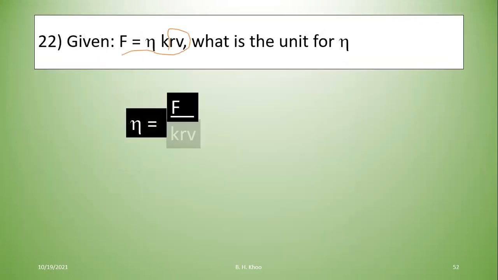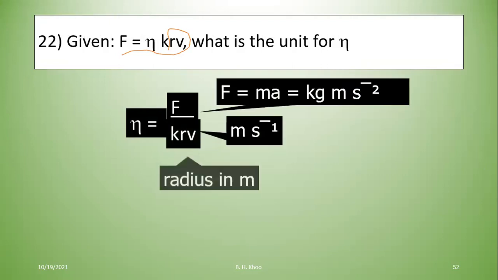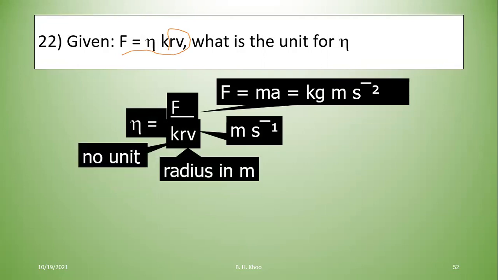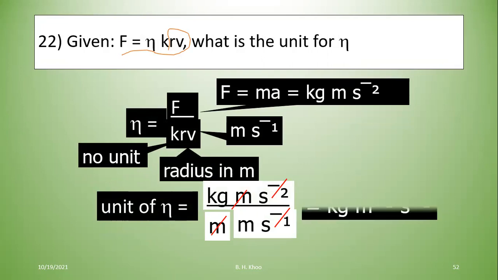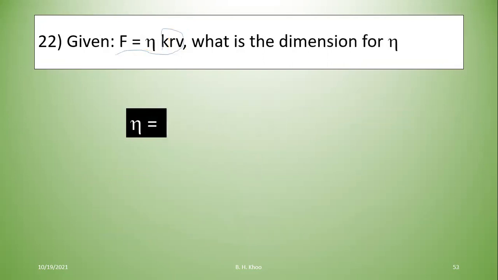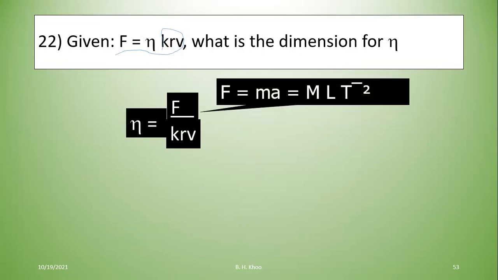Okay, so this is just to redo what we have just done. Replace V, replace radius with that, K no unit, and then simplify them. Right, m and m cancel off, s^-2 cancels, you still got minus 1, and get the answer. Or you can use dimension, doesn't matter, as long as you can get the answer. Same.